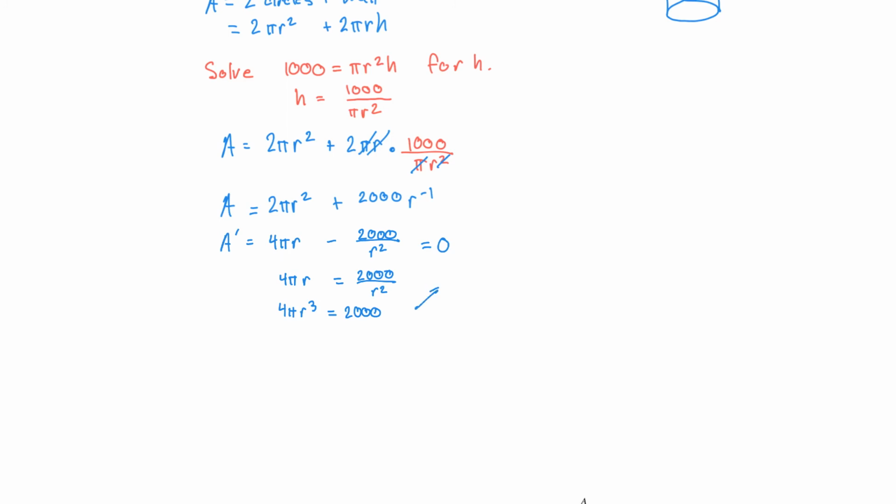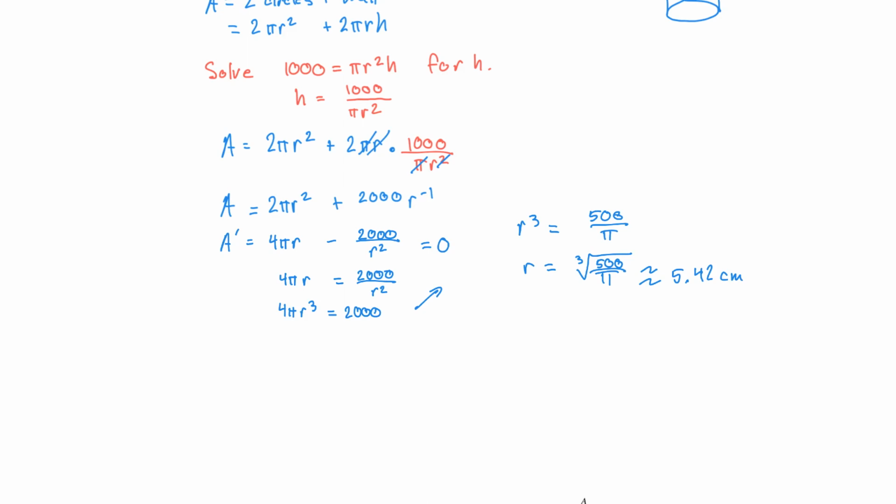Dividing by 4 pi, we have r cubed is equal to 500 over pi, and taking the cube root, we find r is equal to the cube root of 500 over pi. Approximately, this works out to 5.42 centimeters.